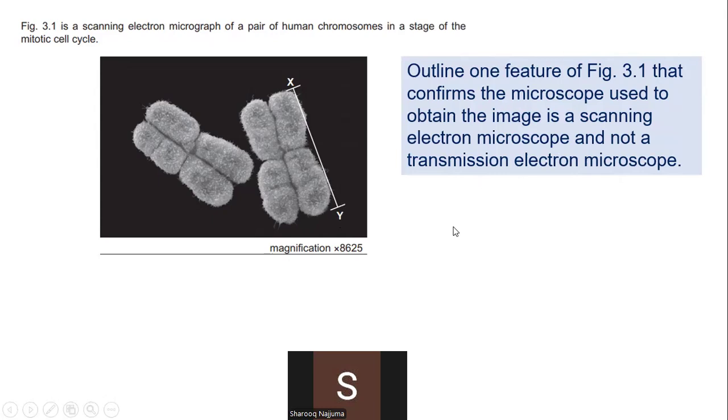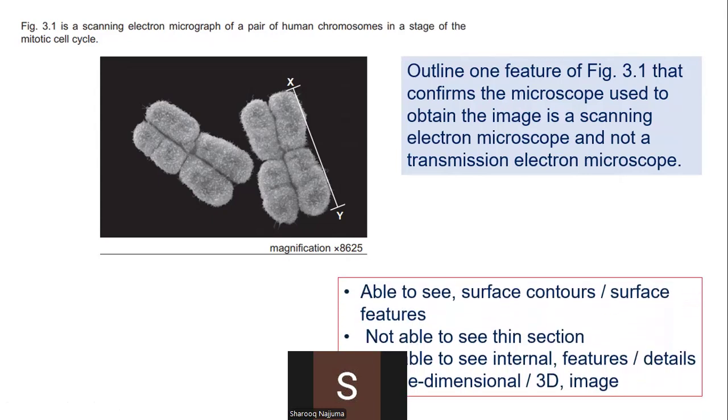Scanning and not a transmission. What would be your possible answers or submissions? Number one, we are able to see just surface features. You can even see the contours. Just surface features. We do not see any internal features. So no internal features are visible. We are only observing or seeing surface features.